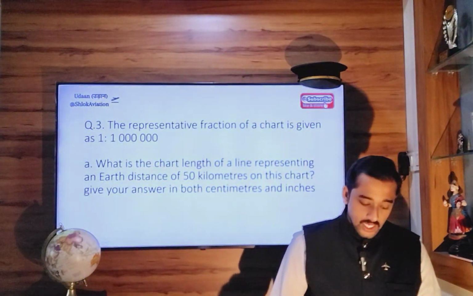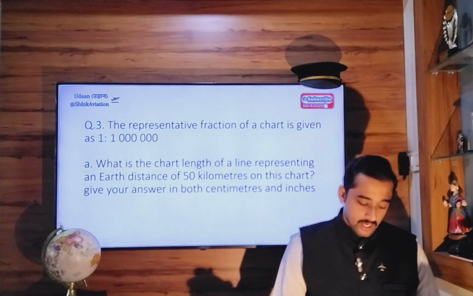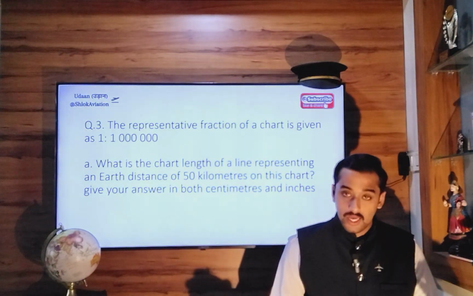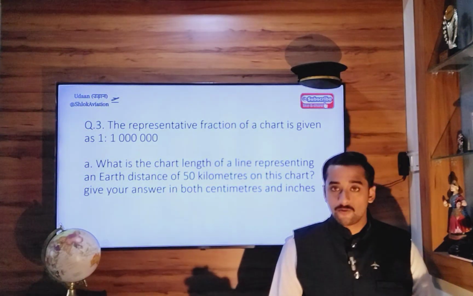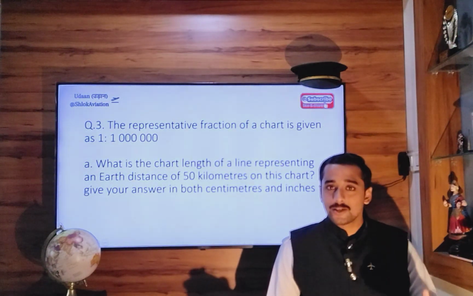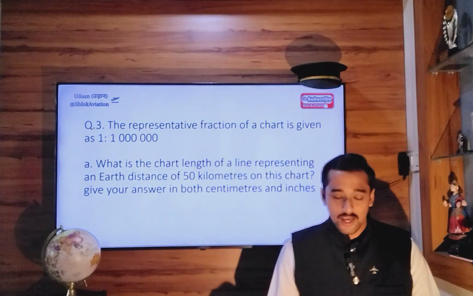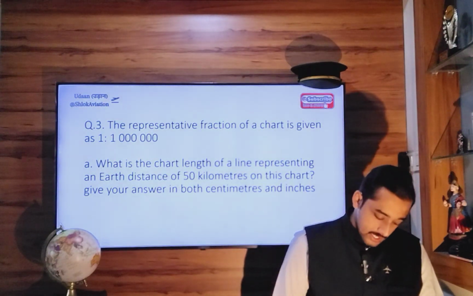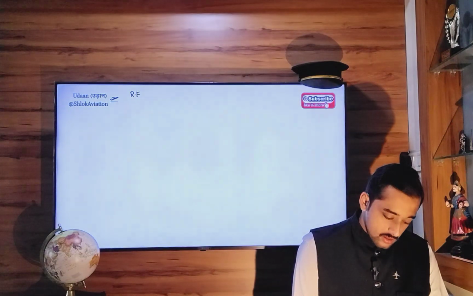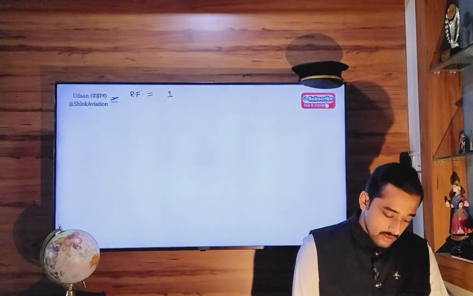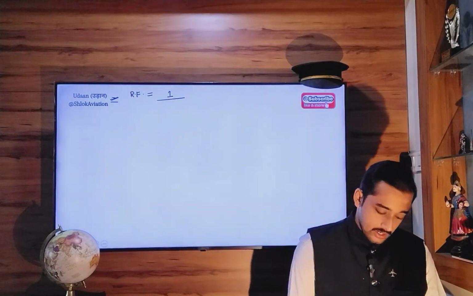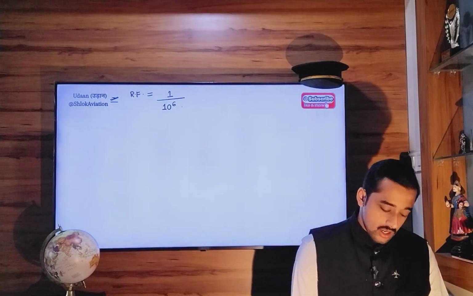The representative fraction of a chart is given as 1 by 10 lakh. What is the chart length of a line representing Earth distance of 50 kilometers? Give your answer in centimeter and inches. It is similar to previous questions that we have solved. So over here, representative fraction is given to us, which is 1 divided by 10 lakh. So 1 by 10 raised to 6.